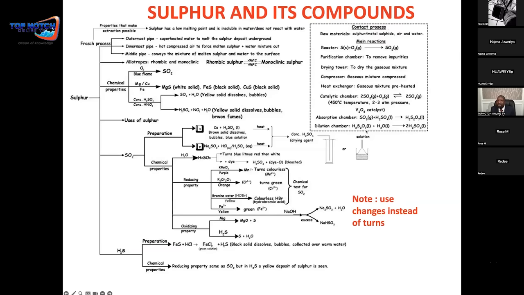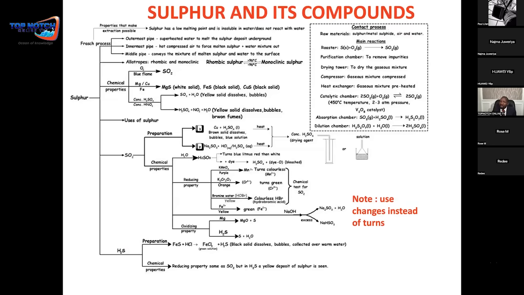Also add that, we also have the reaction in the scrubber, whereby the sulfur 4 oxide reacts with calcium hydroxide to form calcium sulfite plus water. The examiner can even tell you that one of the methods of reducing pollution in the contact process is the use of scrubbing, and ask you to write the equation to show the reaction that occurs in the scrubber. Then you write: calcium hydroxide plus sulfur 4 oxide gives calcium sulfite plus water.